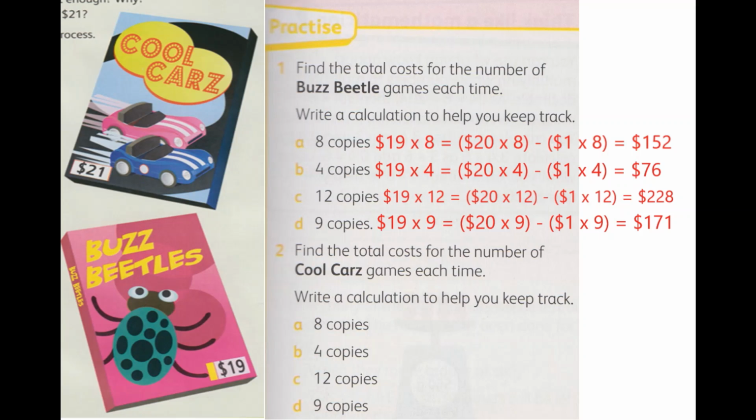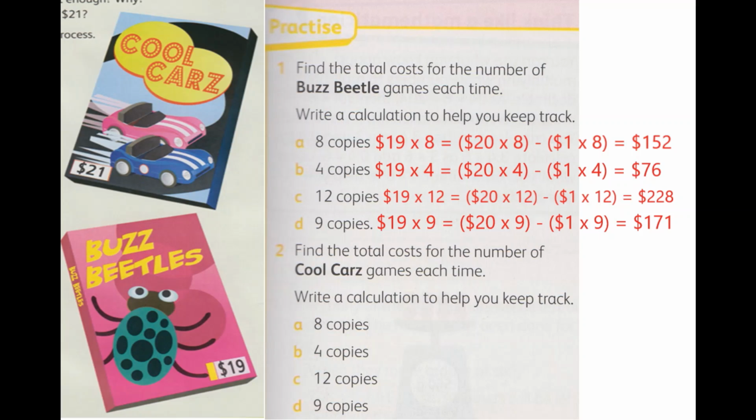Number 2, same directions, says find the total costs for the number of Cool Cars games each time. Write a calculation to help you keep track. Basically we're doing the same concept, but now we're using the Cool Cars game, and that costs $21. So here's how we're going to solve this. Again, just like before, we're going to write $21 instead of 19 because the Cool Cars game costs $21. So we're going to write $21 times 8.